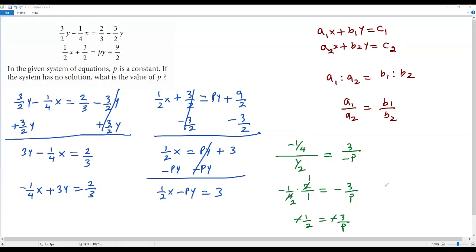Now I can take the reciprocal on both sides of this equation. When I take the reciprocal of 1/2, I'm getting 2/1 or just 2. When I take the reciprocal of 3/p, I'm getting p/3. My aim is to solve for p. For that, I have to get rid of this denominator 3, so I multiply both sides by 3. Then this 3 will cancel. 3 times 2 is 6, equals p. So I got the value of p. The value of p is 6.